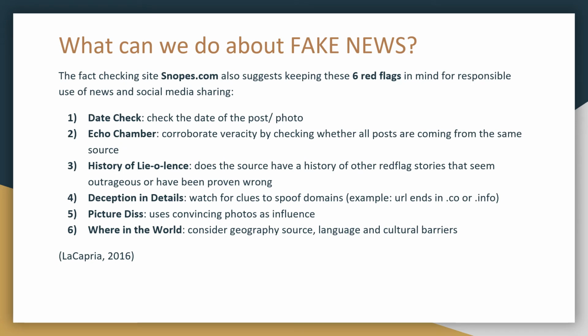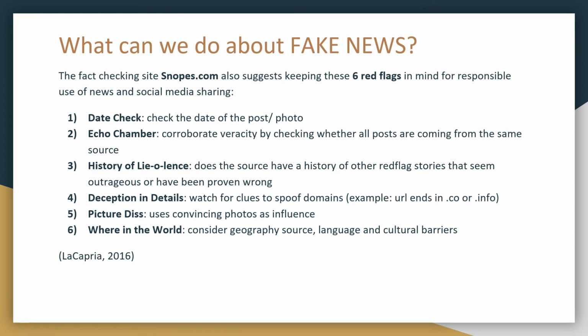3, history of violence. Does the source have a history of other red flag stories that seem outrageous or have been proven wrong? 4, deception in the details. Watch for clues to spoof domains. Example, if the URL ends in .co or .info, sometimes fake stories will use real news sources as their domain name, and it might be something along the lines of, say, www.washingtonpost.info rather than .com.